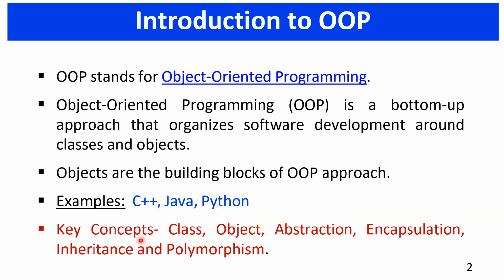And the key concepts which made object-oriented programming so popular include class, object, abstraction, encapsulation, inheritance, and polymorphism. So we'll be discussing classes and objects in this class, and the remaining concepts of object-oriented programming we'll discuss in the subsequent classes.